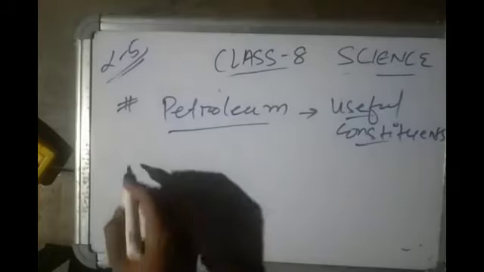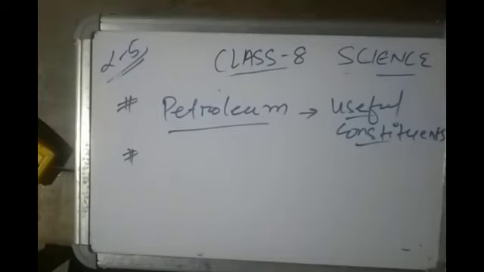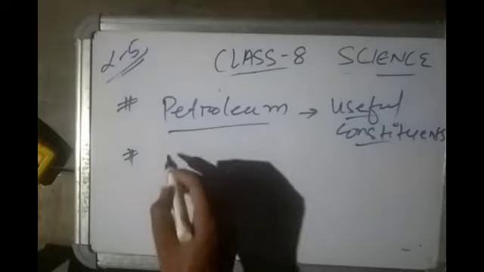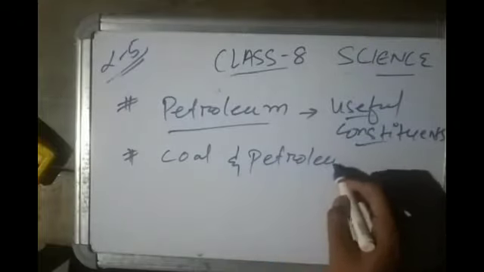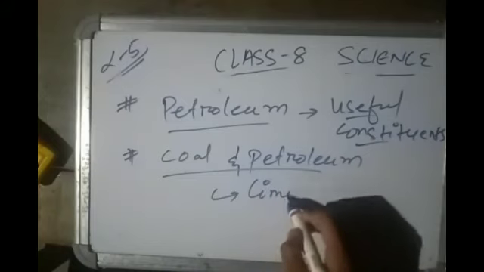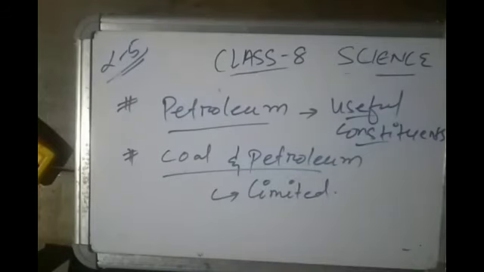Natural gas is also used to obtain hydrogen, which is used to make fertilizers. Fossil fuels like coal and petroleum are limited, because their formation is a very slow process. They are converted from dead organisms and it takes millions of years.